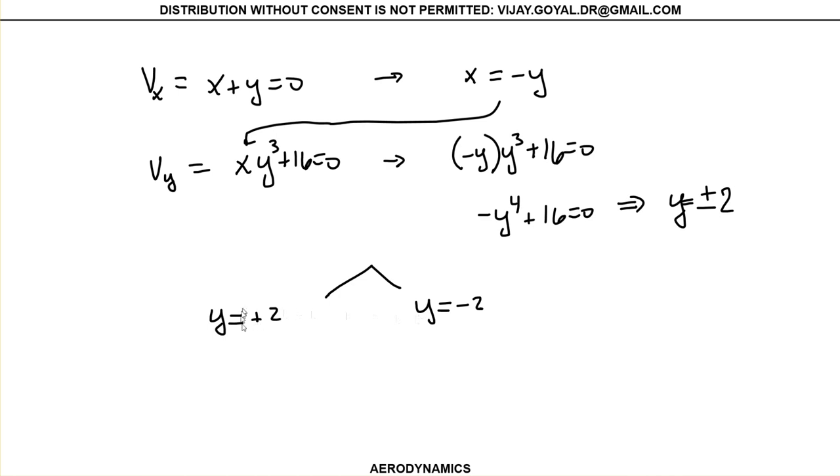And for plus 2, I plug it here, this is actually minus, so x will be minus 2. When y is minus 2, minus becomes plus, so x is equal to plus 2. So the first pair of coordinates is minus 2, comma 2. The second pair of coordinates is 2, minus 2. Okay. This concludes the session of examples for velocity fields.